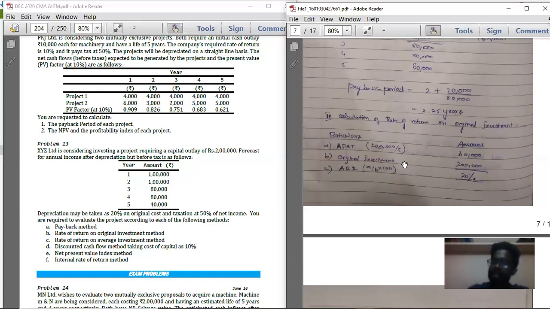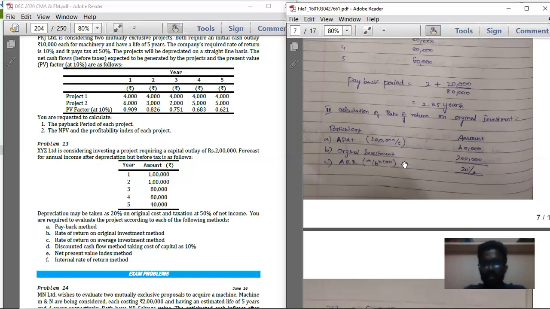So what is the amount? 40,000 divided by 2 lakh into 100. So that is 20%. So in respect of amount column record 20%. So that is the accounting rate of return.